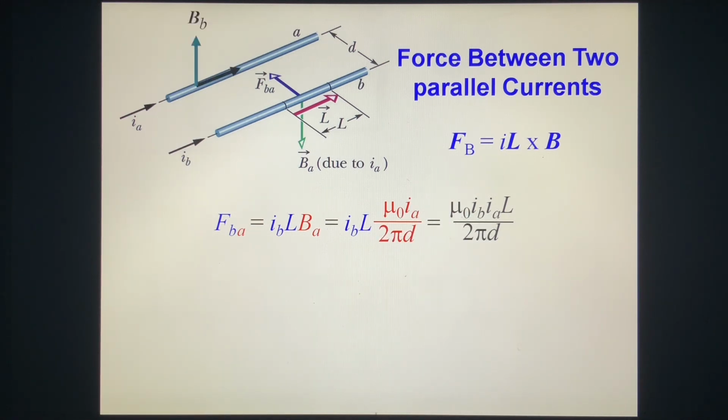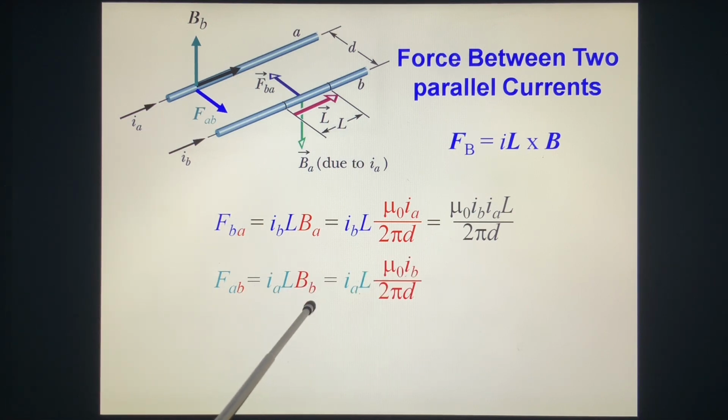For the same reason, consider the force acting on A produced by IB. The field BB, by the right hand rule, is going up. So IA L cross B is towards this direction by the right hand rule. FAB equals IA L cross B. We find this one, we get the same expression with IB. So they are the same.